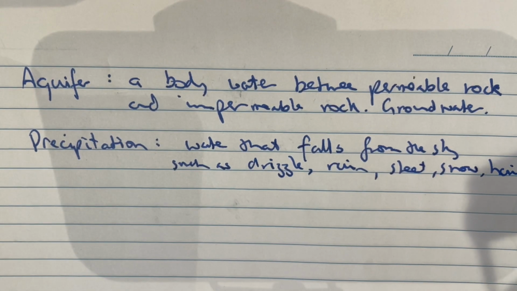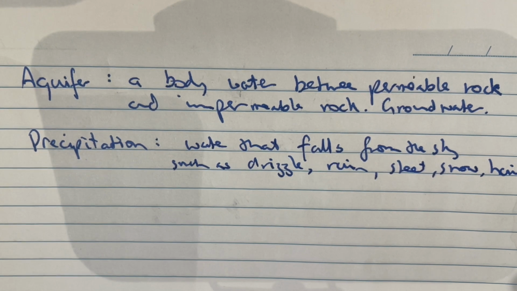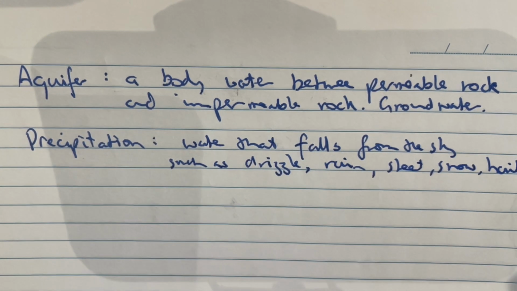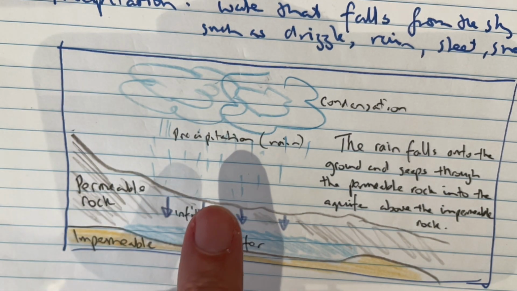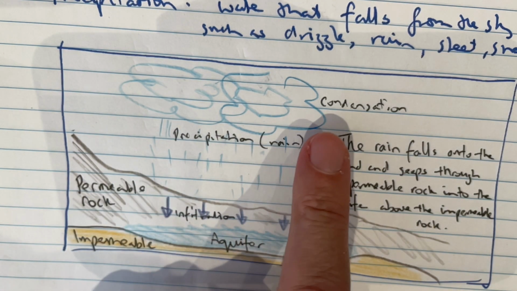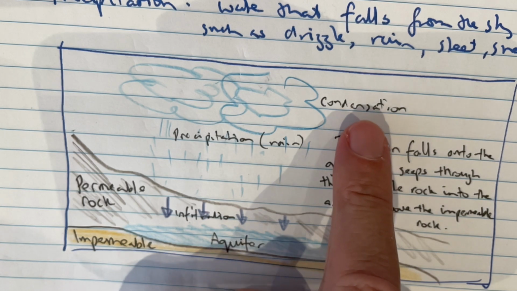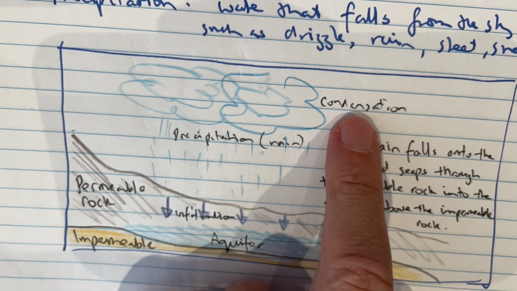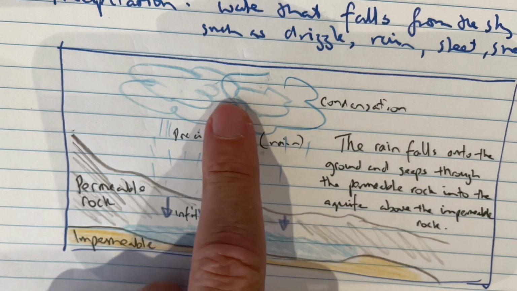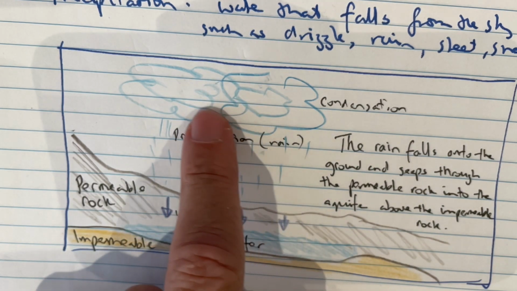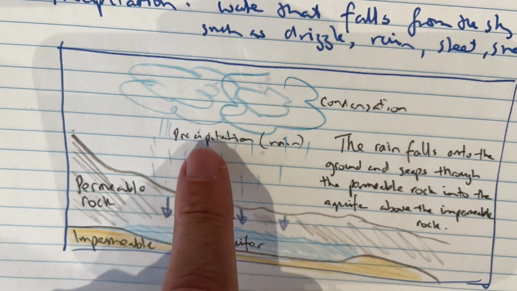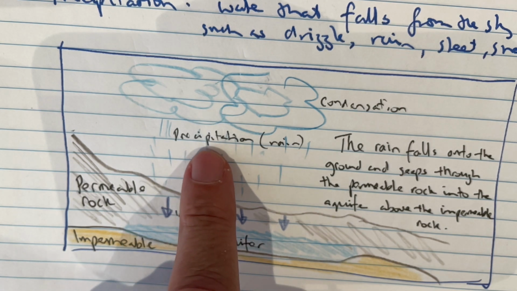Our two definitions: aquifer, which is a body of water between permeable rock and impermeable rock, it's groundwater. And then precipitation is really water vapour that falls from the sky, such as drizzle, rain, sleet, snow or hail. Here's a connection between precipitation and aquifers. Firstly, we want to indicate that there's been condensation that has in turn created the clouds. From those clouds, we therefore end up with some precipitation, which in this case is rain.